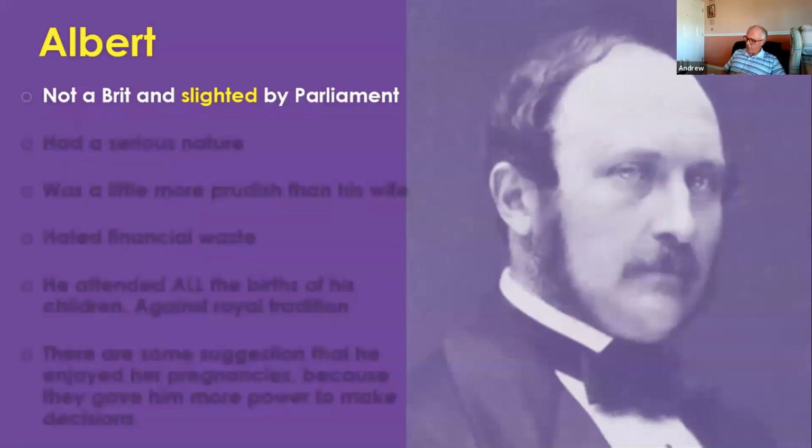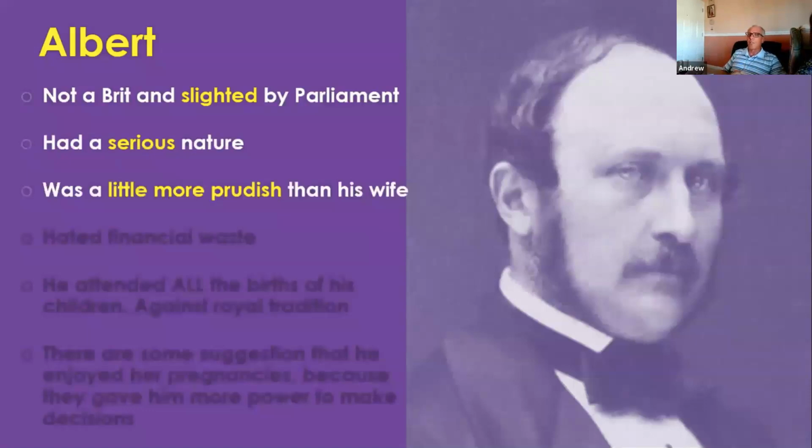He has a rather serious nature. One of the texts talks about Albert sounding like a harassed school teacher. If you meet him at a party, Victoria is probably going to come over to you and talk to you and be rather outwardly friendly. Albert's going to be a little more standoffish. He's going to stand off to the side. He is probably not going to engage with you unless you go and engage with him. He's a lot more prudish than his wife.